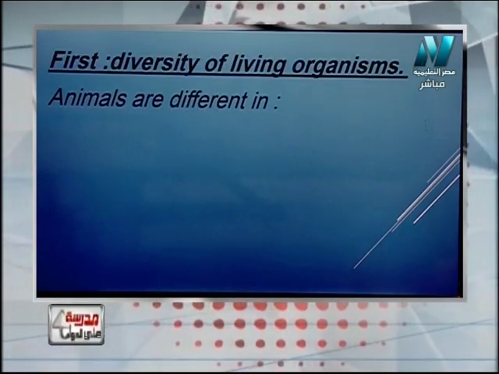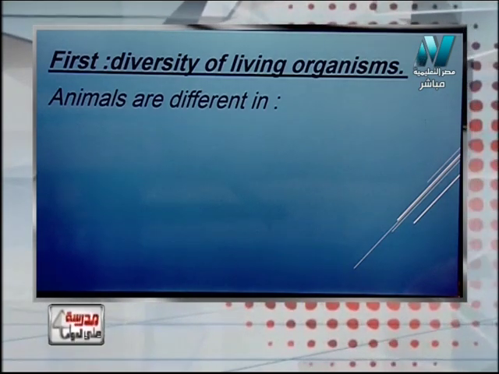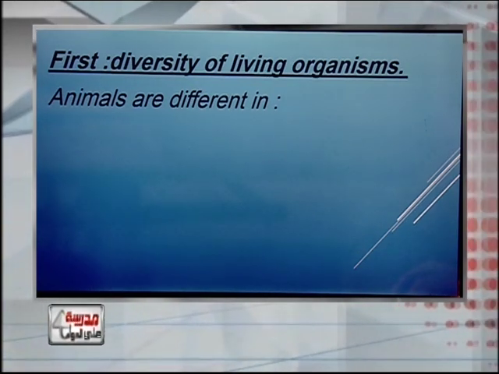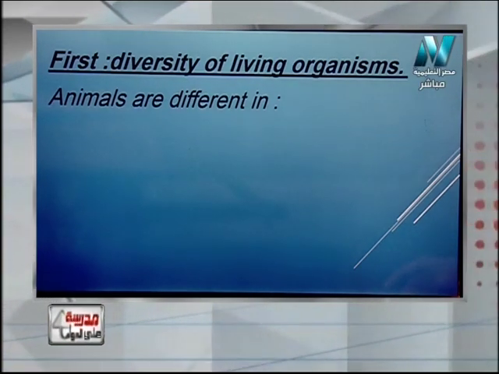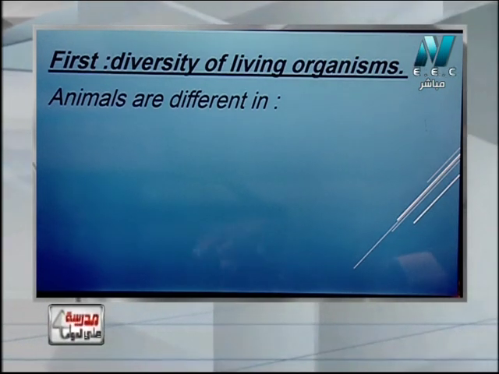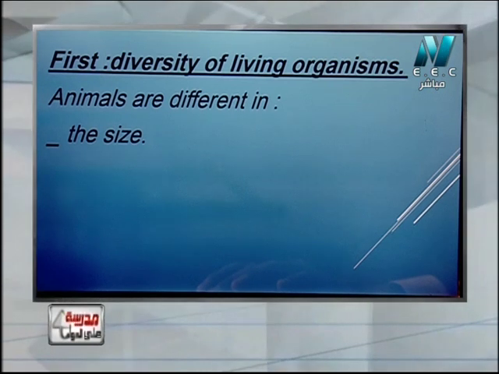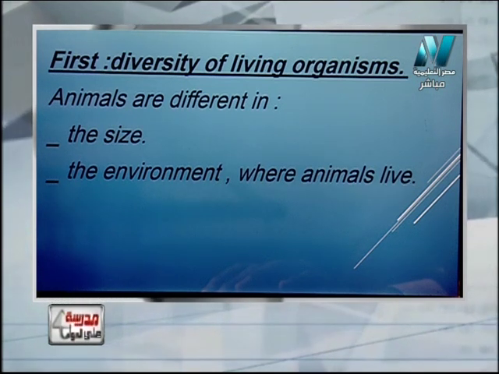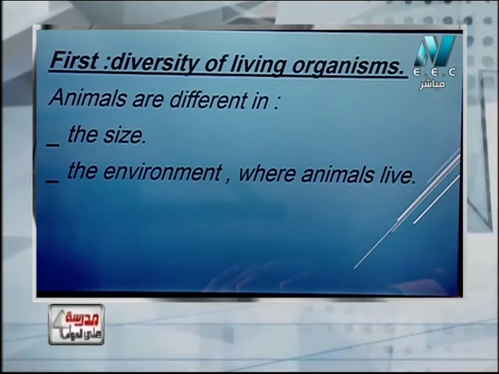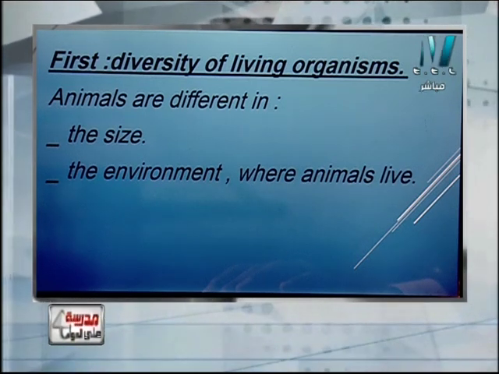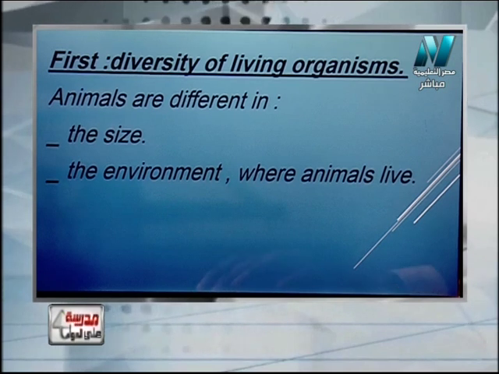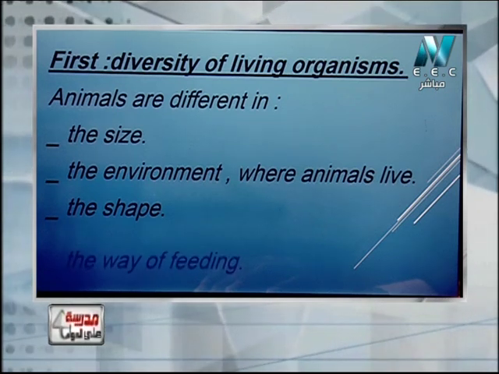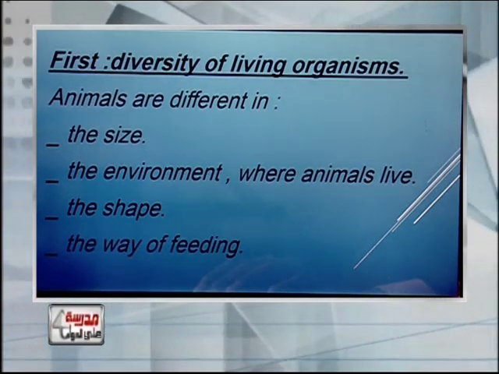First, diversity of living organisms. Animals are different, and as you know, my dear student, there are a lot of animals in all places all over the world, but they are different. Different in what? Number 1, the size. There are big animals and small animals. Number 2, the environments where animals live: some of them live on the ground, on land, others live in water, and others live in air. Number 3, the shape. They are different in their shapes. Number 4, the way of feeding.